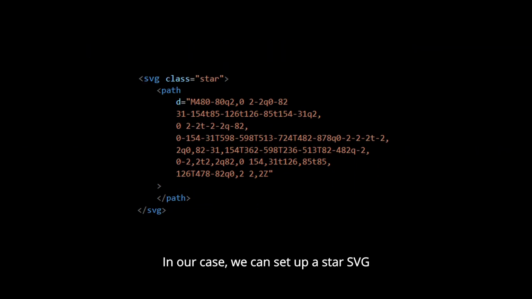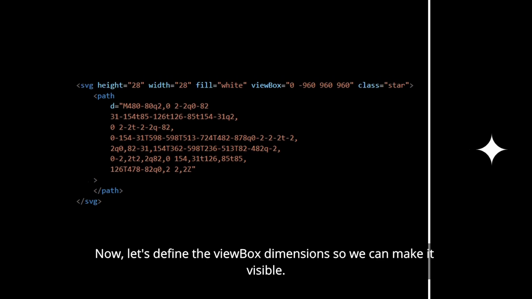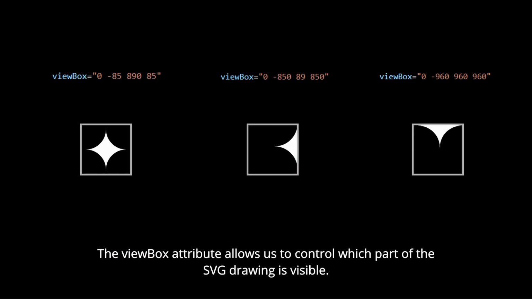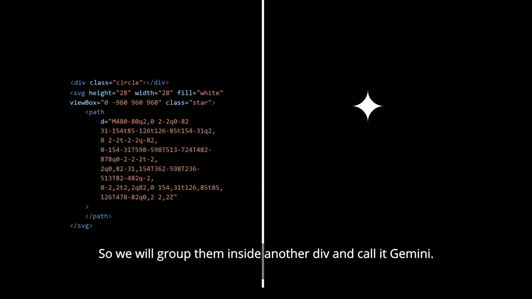In our case, we can set up a star SVG and give it height, width and color. Now, let's define the viewbox dimensions so we can make it visible. The viewbox attribute allows us to control which part of the SVG drawing is visible. We will add a div and call it circle. We need to contain the circle and star, so we will group them inside another div and call it Gemini.